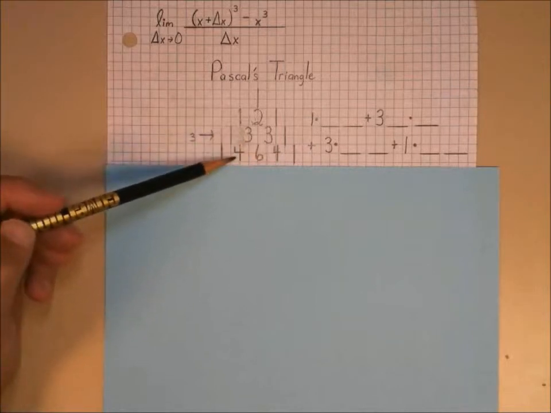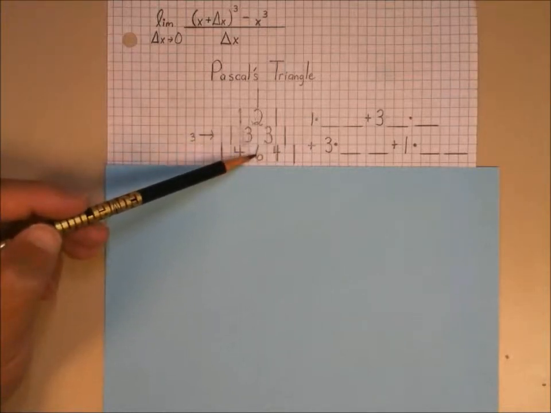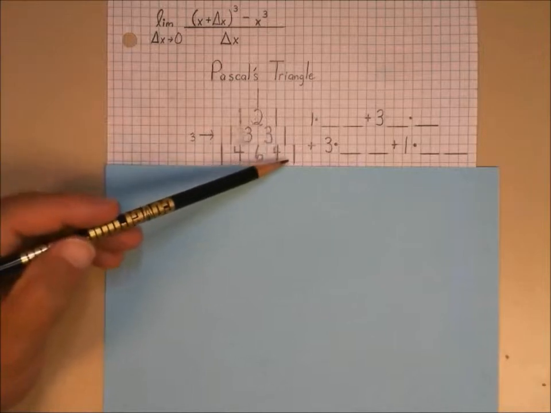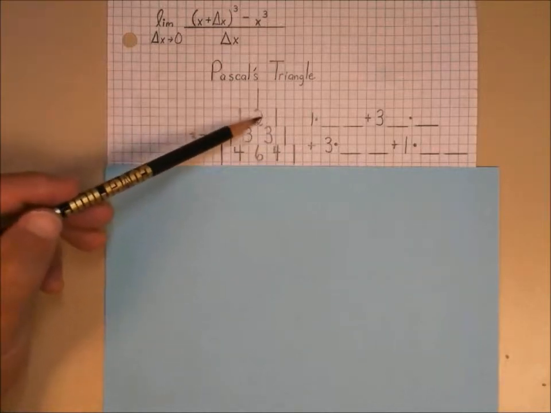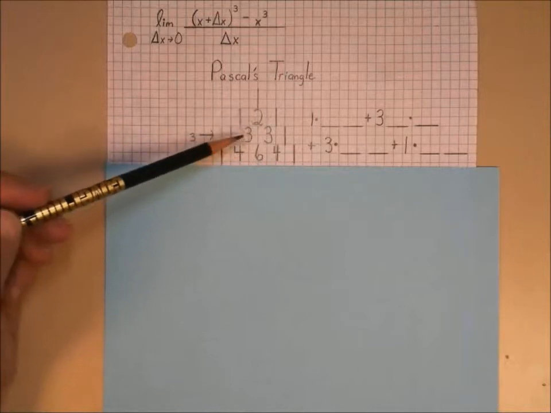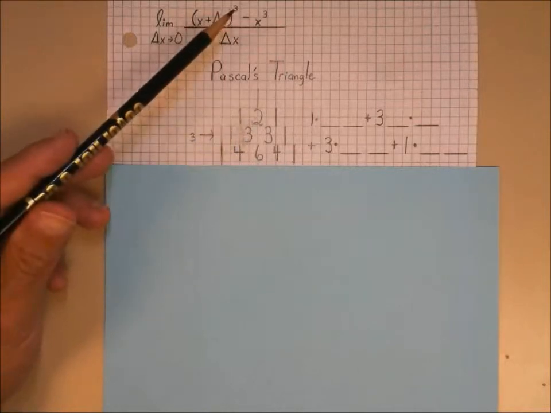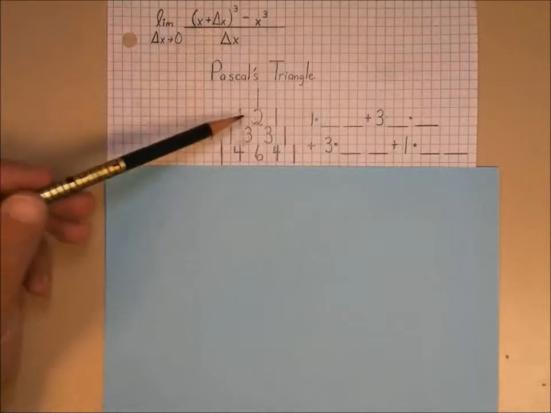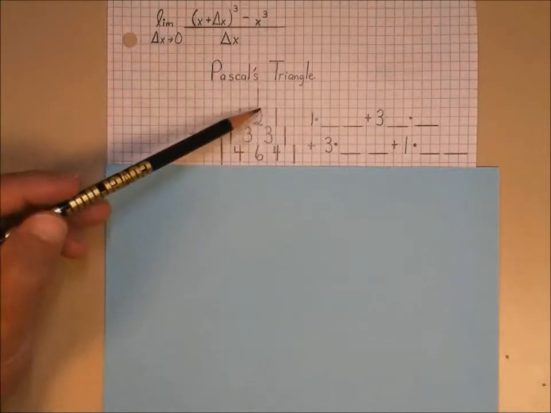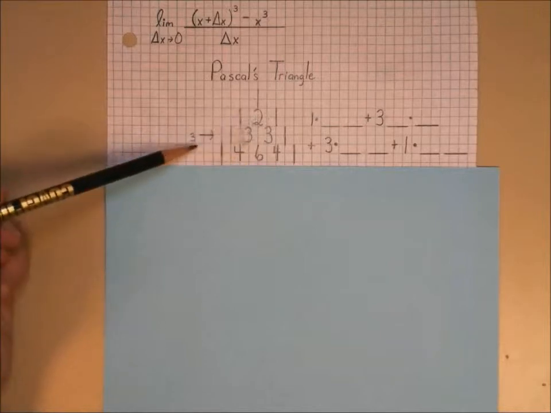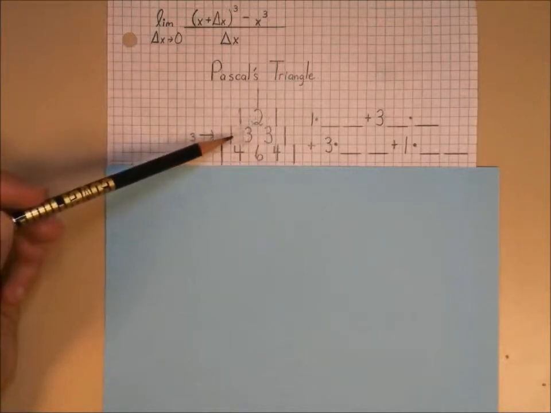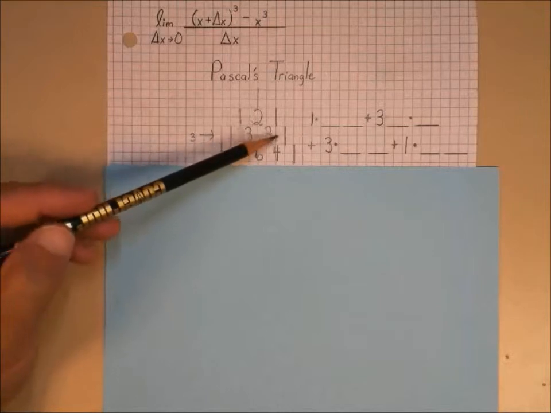1 plus 3 equals 4. 3 plus 3 equals 6. 3 plus 1 equals 4. And then you have the 1 on the outside. And you can keep doing this. Well, the number here is sort of giving away the exponent that you are using. So for example, it's the row as well. This is the first power, this is the second power, this is the third power. So for the third power we have the numbers 1, 3, 3, and 1.